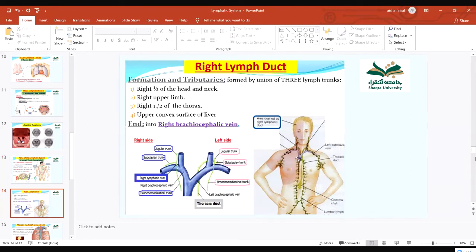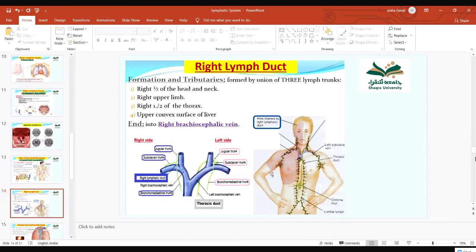So if you see, you have the right lymphatic duct and the left lymphatic duct. As I told you initially, these lymphatic channels start as very small capillaries. Then these capillaries from all over unite, and as they move towards the heart, they become bigger and bigger.